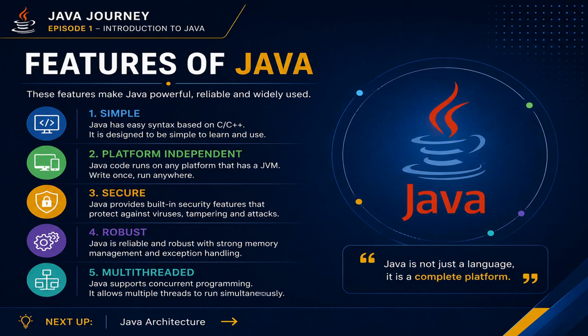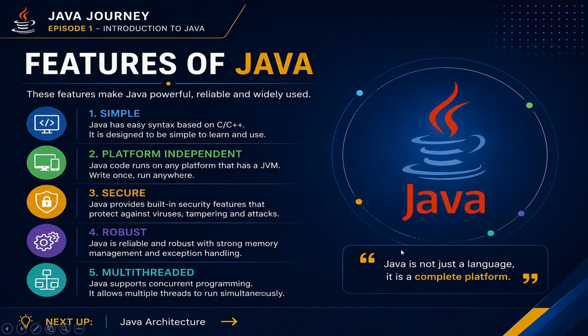The final feature here is multi-threading. Multi-threading means Java can perform multiple tasks at the same time. For example, suppose you are using a music app, music is playing, notifications are coming, and the app is still responding smoothly. This is because multiple tasks run simultaneously. Java supports this using threads. Multi-threading improves performance and user experience.